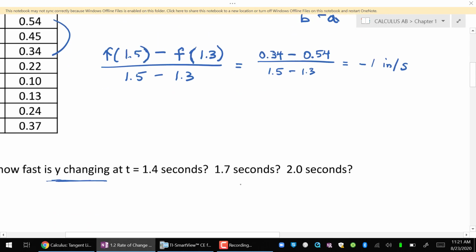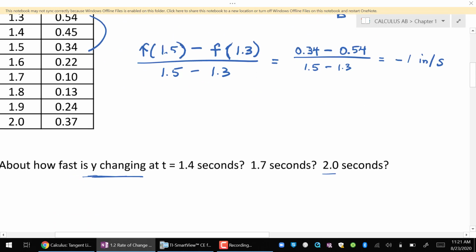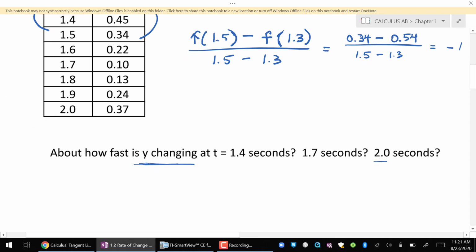I'll skip 1.7 for now and jump to the 2.0 seconds. What's weird about this is I can't really bound the 2.0 with a symmetric quotient. There is no 2.1 data point that's there for me to use. So the best that I can do is just go 1.9 and actually use the 2.0 itself, since that's a data point that I know. I can't go and invent numbers off of my data table. I'm only allowed to use the numbers that I see.